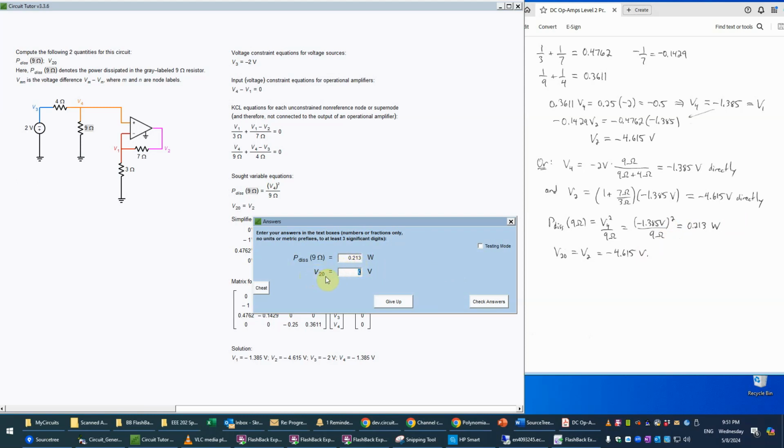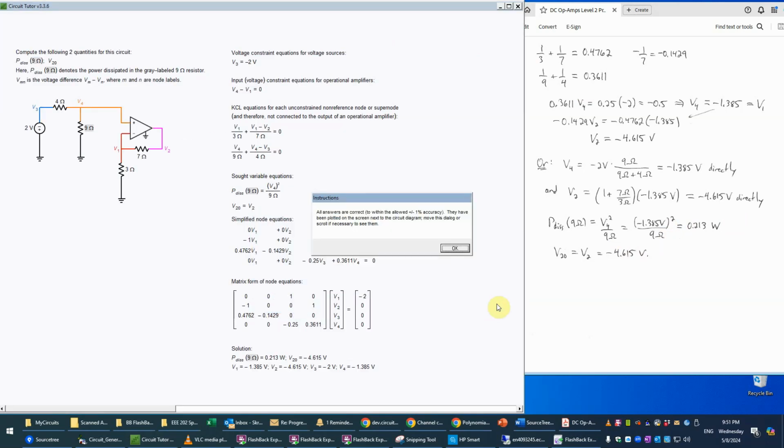And the V20 is just the same as V2, which we already have, so that's the minus 4.615. Okay, so we'll check those values, and they are correct.